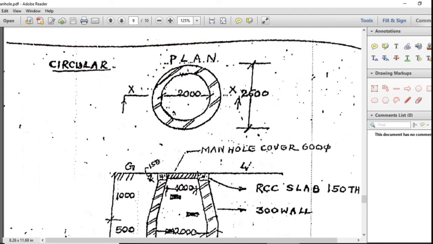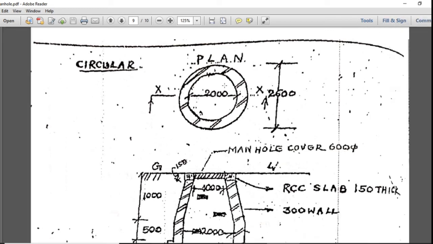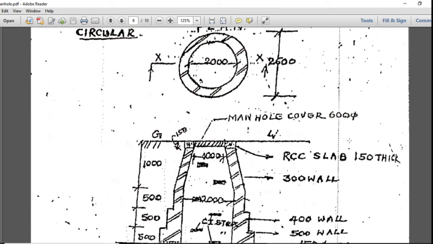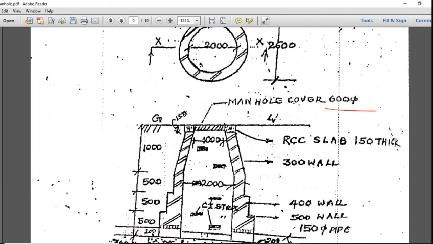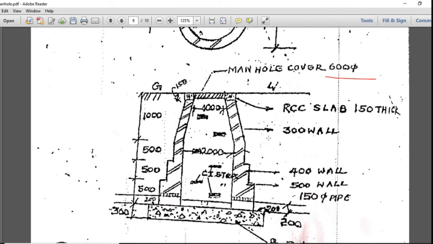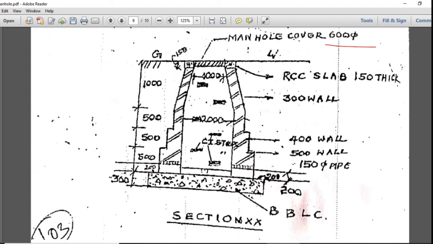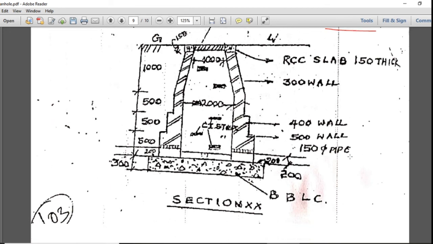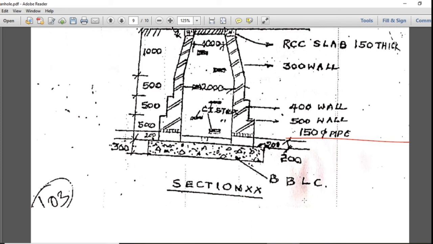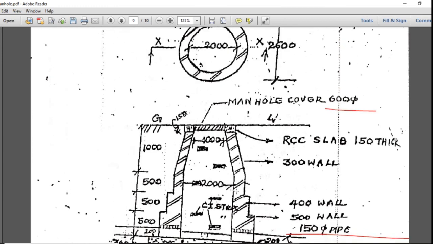We have another example for manhole, that is the circular manhole. The inner diameter is 2000 mm and outer is 2600 mm. The manhole cover is 600 dia and 1000 here. This is the tapering section, 1000, 500, 500, 500. CC bed is about 200, 300. 150 dia pipe, 500 wall, 400 wall section. Here also burnt brick, lime concrete is used for the foundation bed.